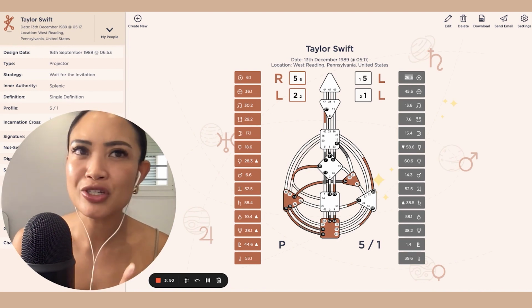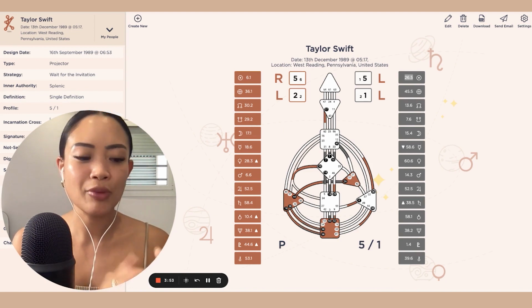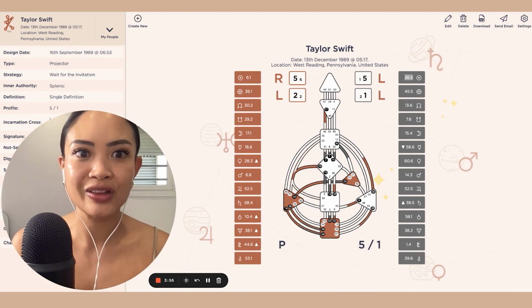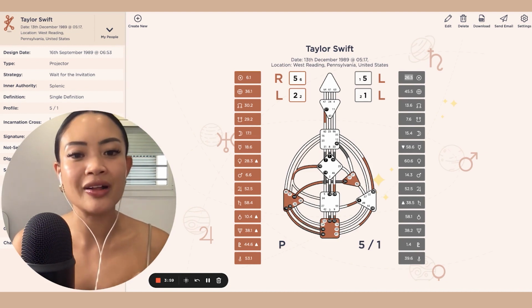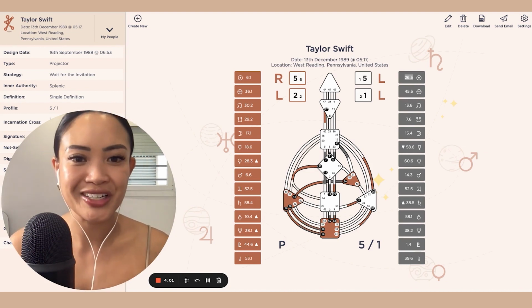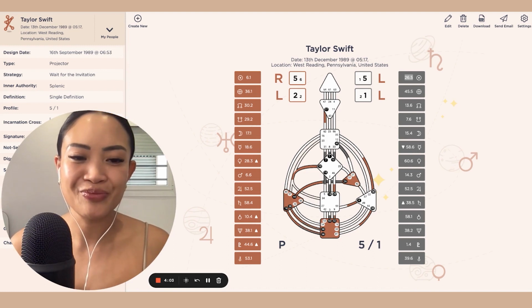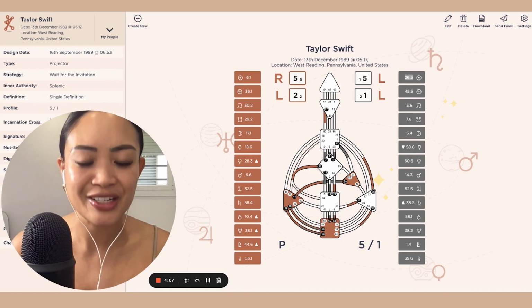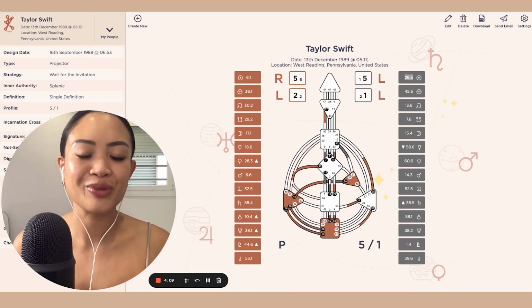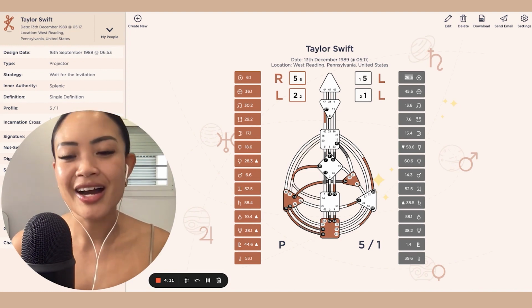And from a personal standpoint, this is also part of her evolving role as a highly influential activist, which we're going to look at as well, and how this plays into her journey, and especially her journey into really stepping into her highest potential as that 5/1 profile, right?